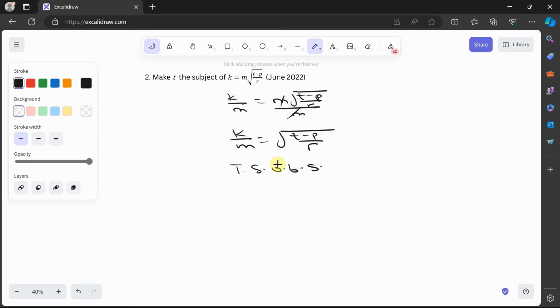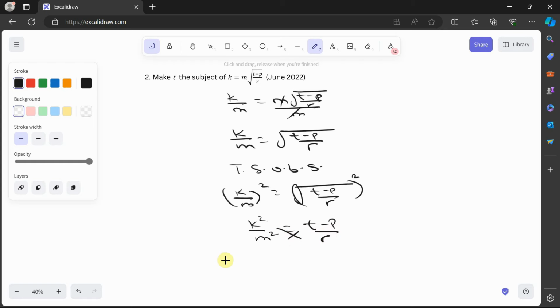I hope this is not anything strange to any of us. So if I take the square of both sides, that will be k over m all squared is equal to square root of t minus p over r all squared. Right, now the square root will go. So k over m all squared is k squared all over m squared, and that will be equal to t minus p all over r.